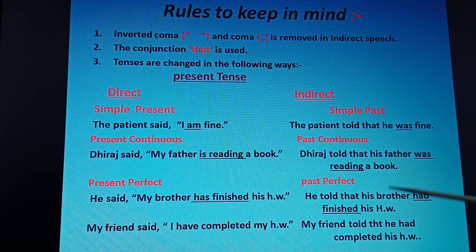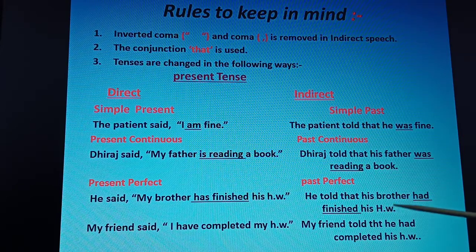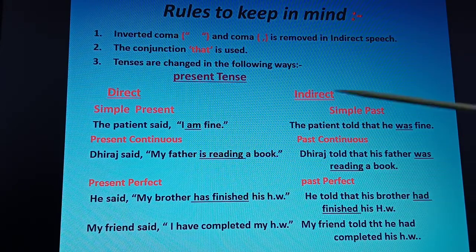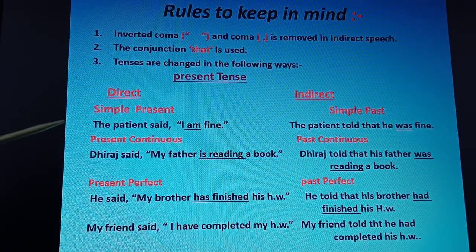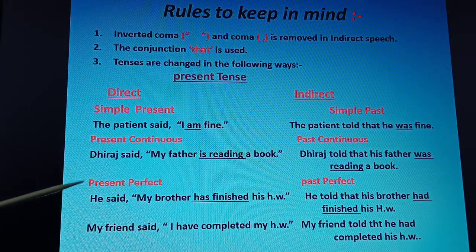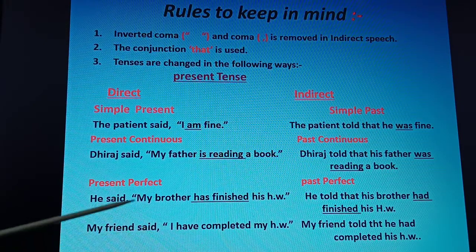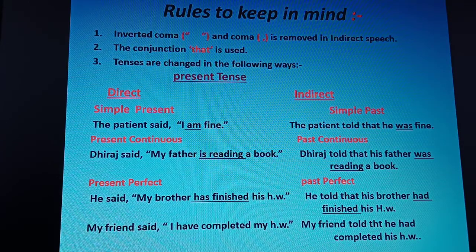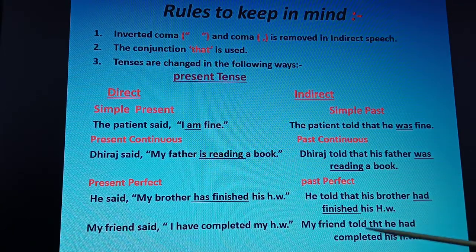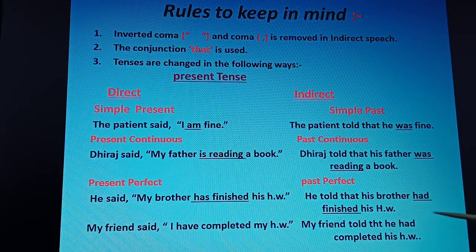Check your tenses. Past perfect is always with the had. Okay, my brother had finished his homework. And you know the present perfect is either has or have. Okay, here, second example, my friend said, "I have completed my homework." I have, my brother has, they have, it has. Refer to your tenses. I have completed my homework. Indirect speech would be past perfect. My friend told that he had completed his homework. I suppose this much is clear with you.